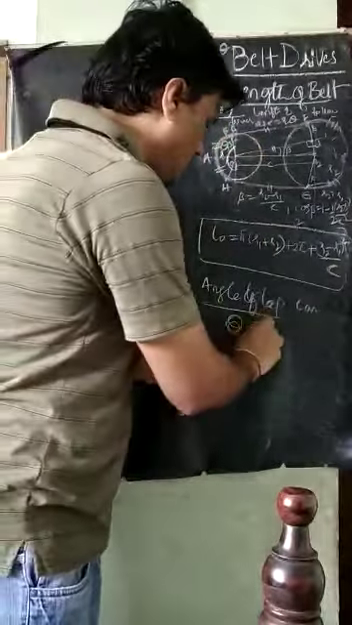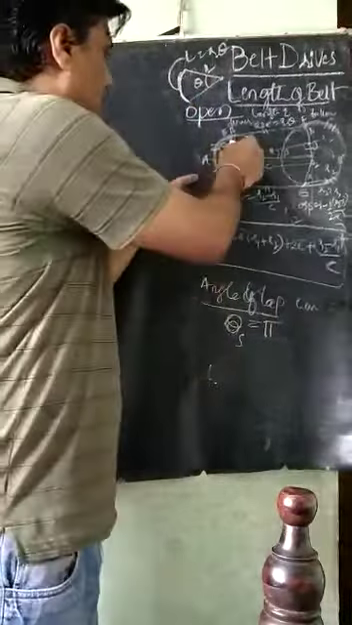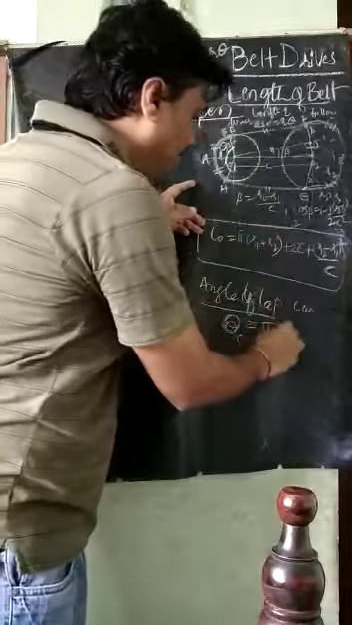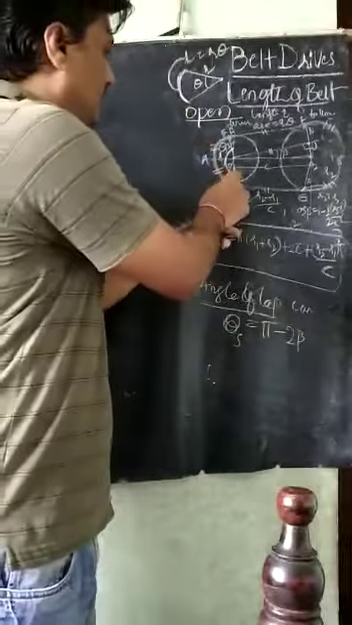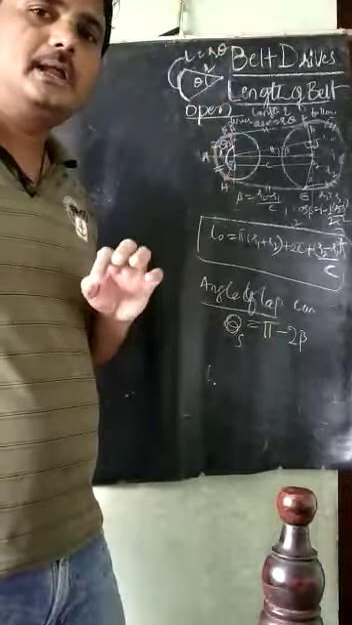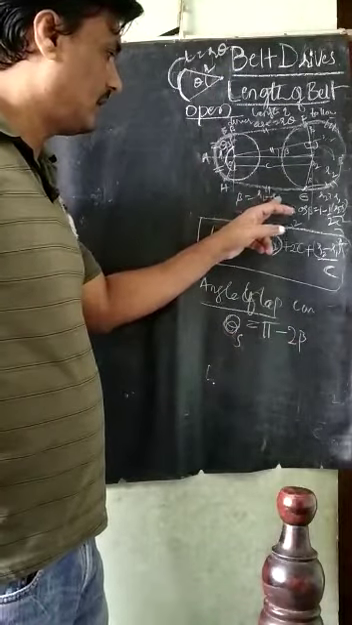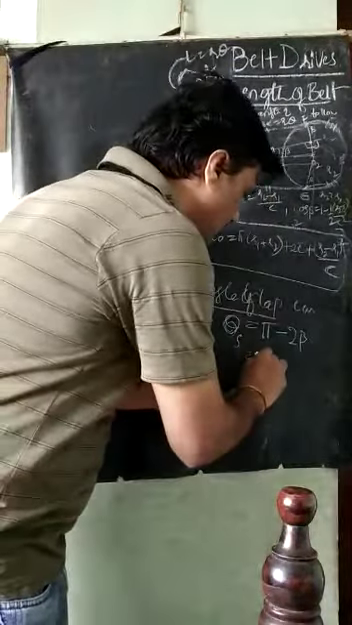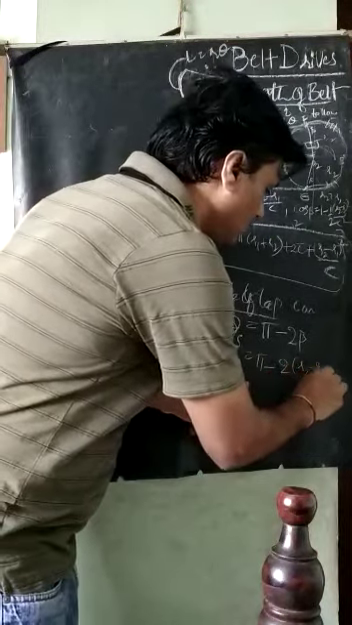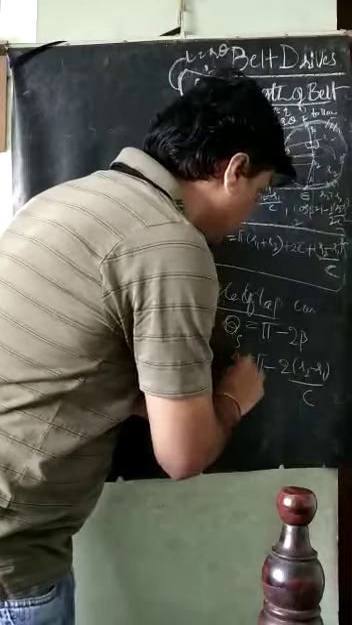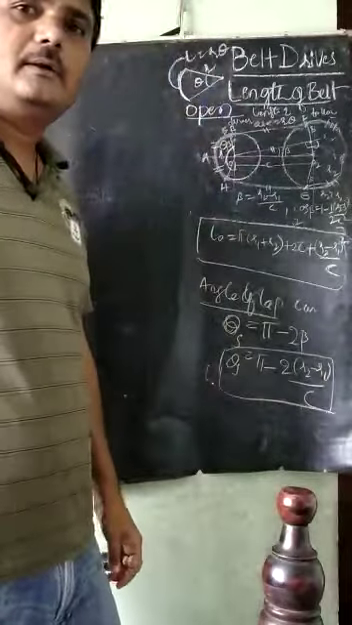This is equal to what? Pi means 180 degree angle. This is total 180 degree angle minus 2 beta, because here is 1 beta, here is 1 beta. 180 minus 2 beta. So beta is what? (R2 minus R1) divided by c. So therefore it is pi minus 2 times (R2 minus R1) divided by c. It is the smaller angle of lap for the smaller pulley.